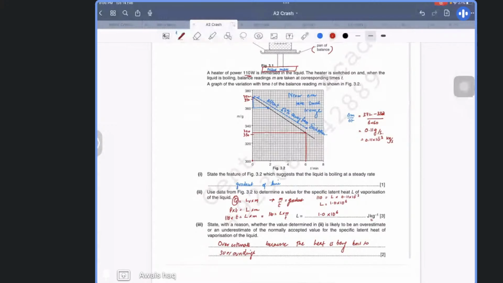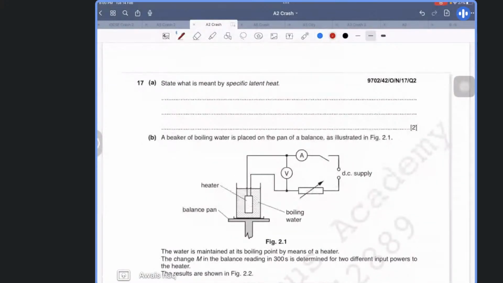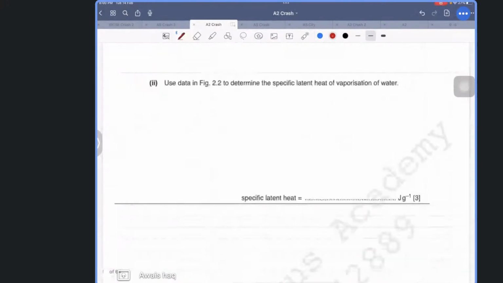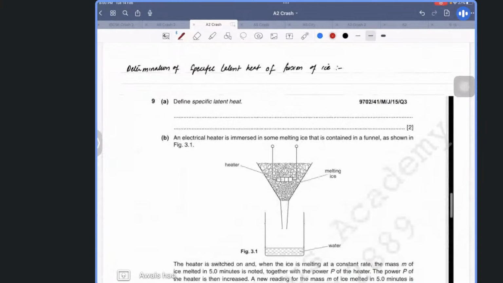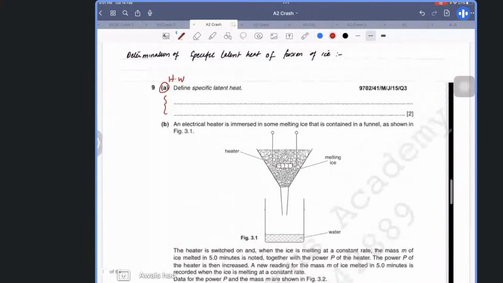Done. Should I go forward, everyone? Then we're going to look at this particular question, and that would be the last one for today. No, this is your homework. I'm sorry, that's the same question. We're going to go for this question actually, and that is the determination of specific latent heat of this. Again, you have to write the same definition. You should write it as homework. But then this question is when we are actually finding specific latent heat of fusion.